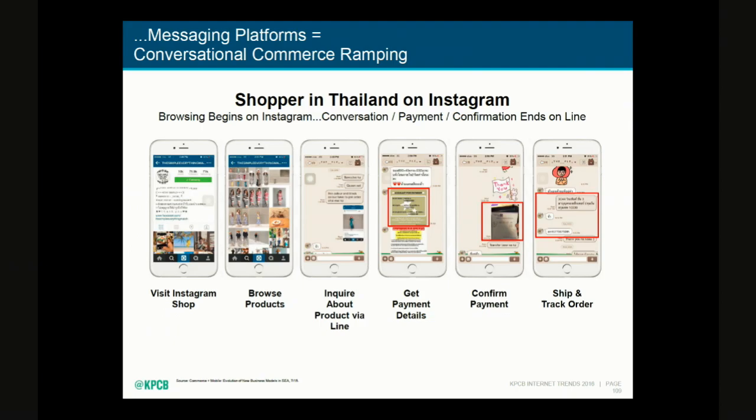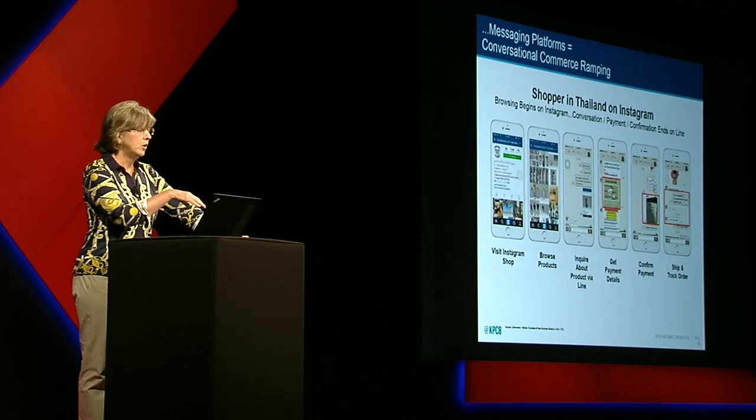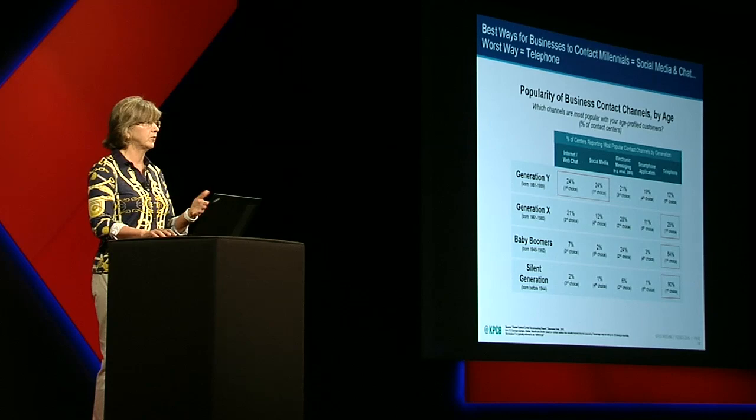Messaging platforms, conversational commerce is beginning. This is an example of a shopper in Thailand on Instagram who finds the product and converts payment and purchase of the product on the Line messaging service. The best way to contact millennials is social media and chat. The worst way is telephone. We intuit that. Here's the data behind it.